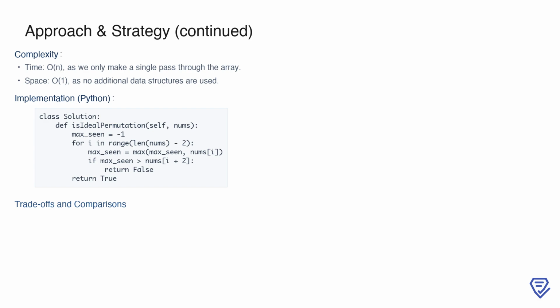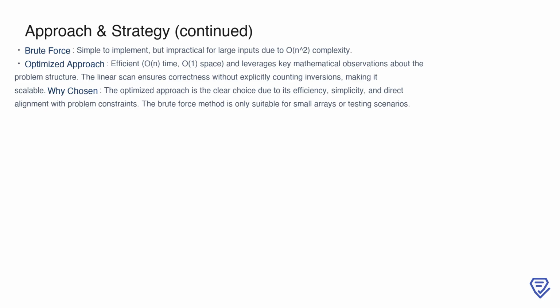This simple yet powerful approach efficiently checks the required condition without explicitly counting inversions. When comparing the two approaches, the brute force method stands out for its simplicity but is impractical for large inputs due to its O(n²) time complexity. It may be useful for testing or very small arrays, but its inefficiency makes it unsuitable for real-world scenarios.